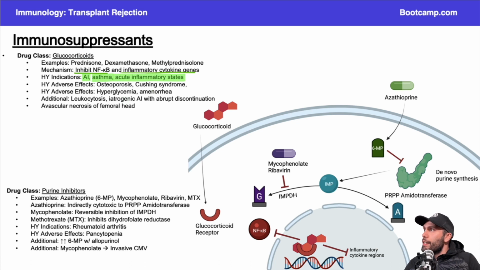In terms of the adverse effects, we can make a really, really long list here, okay? So osteoporosis, Cushing's syndrome, hyperglycemia, amenorrhea, avascular necrosis of the femoral head, also very classic.